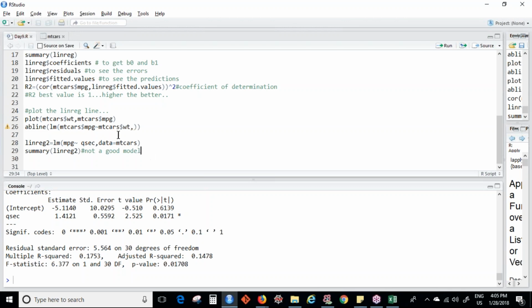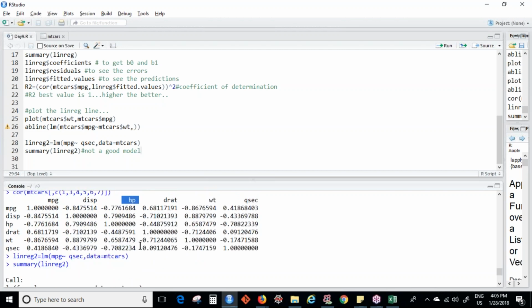So now you know how to create two models. You have learned how to create a linear regression model, and then how to find out which model is the best. You can create many different models like this. Similarly, you can create another model with horsepower, another model with d ratio, and so on. Now you know which one is the best. You just look at the value of r square and you find out which model is your best.